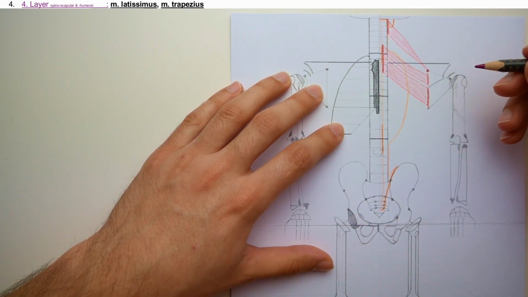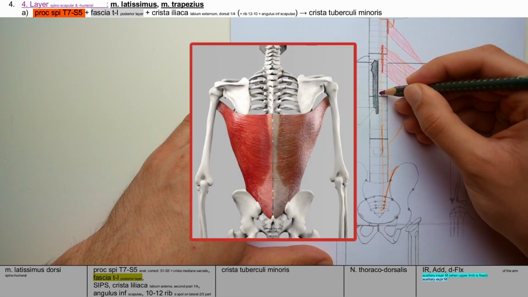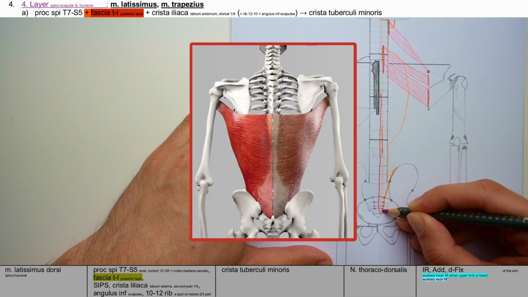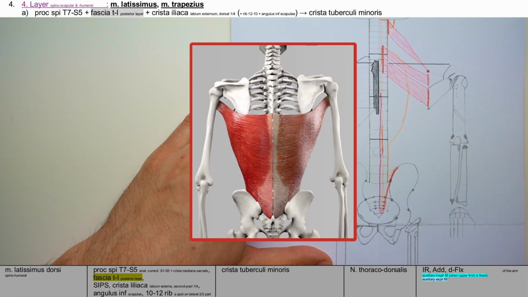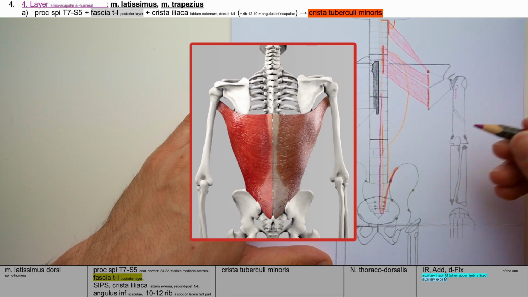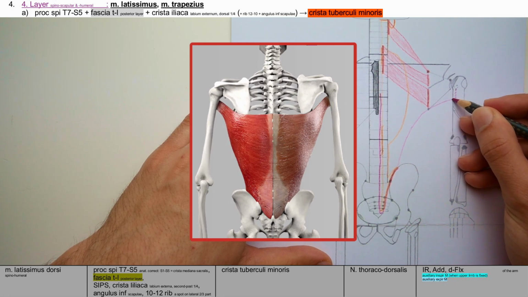The fourth layer has 4 muscles, the latissimus and the 3 parts of the musculus trapezius. The origin of the latissimus starts at the processus spinosus from T7 to S5 and continues along the fascia thoracolumbalis and crista iliaca. On its way to its insertion into crista tuberculi minoris, the latissimus is also attached to rib 12 to 10 and angulus inferior of the scapula.